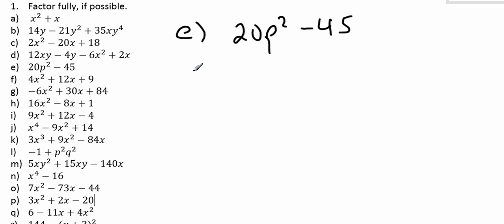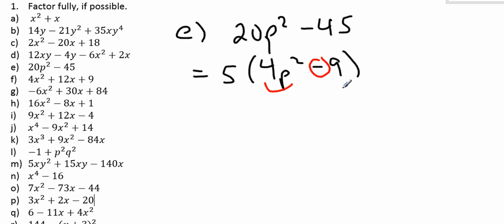So again, common factoring, I can divide both of those by 5. So I'm going to factor the 5. And what I'm left with is a binomial. Now, it's a subtraction. This is a perfect square. This is a perfect square. So I'm going to factor by using difference of squares.